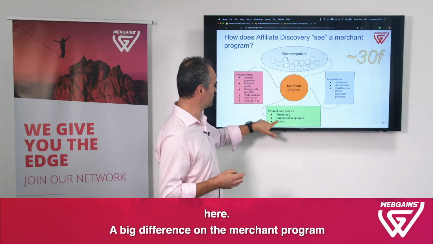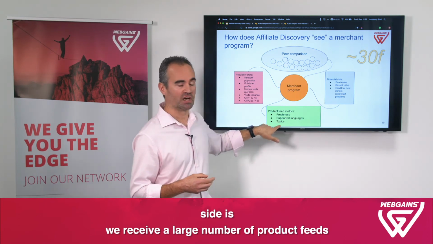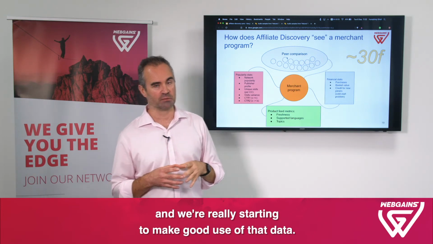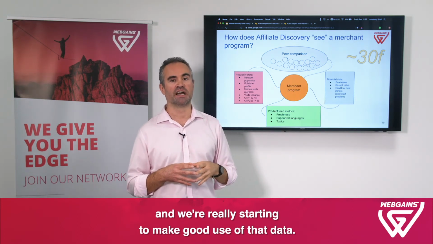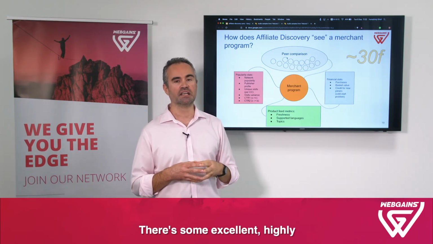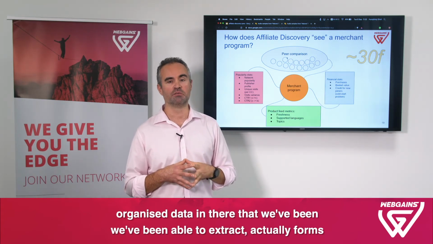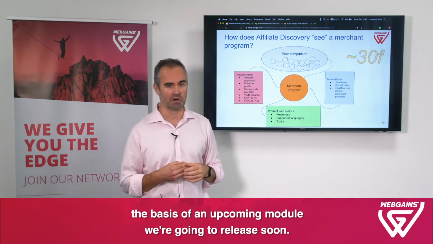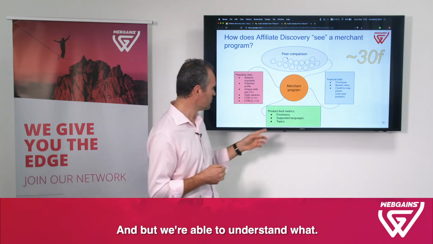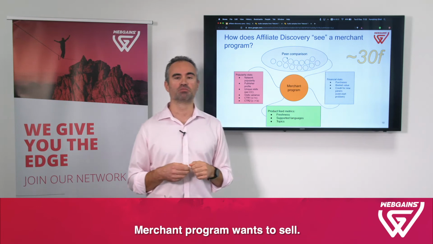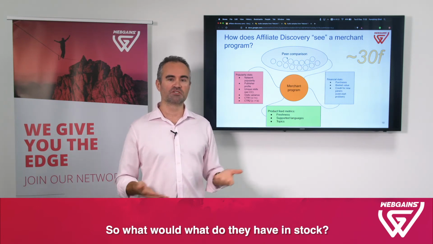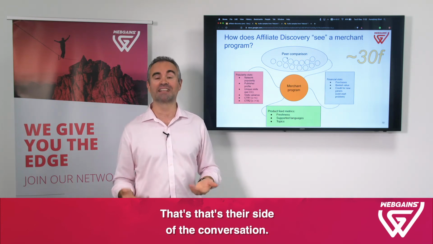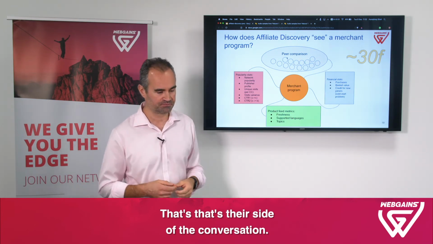Here, a big difference on the merchant program side is we receive a large number of product feeds, and we're really starting to make good use of that data. There's some excellent, highly organized data in there that we've been able to extract. Actually, it forms the basis of an upcoming module we're going to release soon. But we're able to understand what the merchant program wants to sell. So what do they have in stock? Who are they trying to reach on their side? That's their side of the conversation.